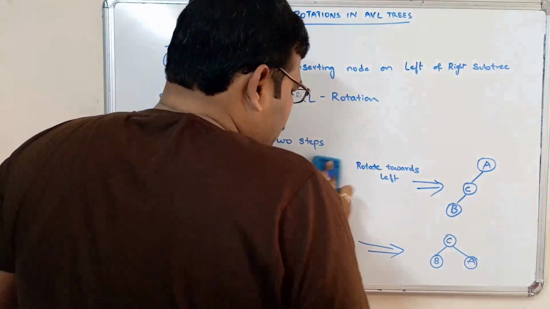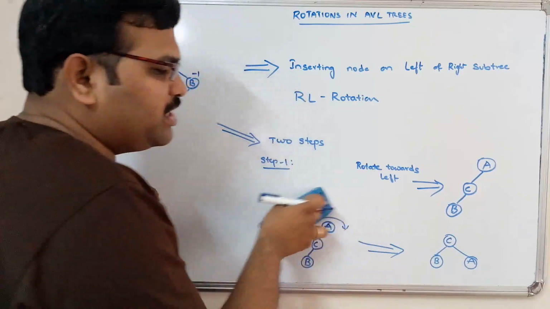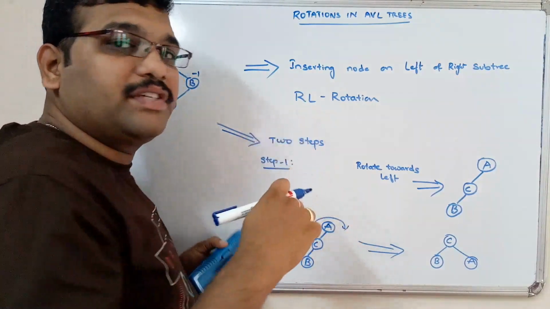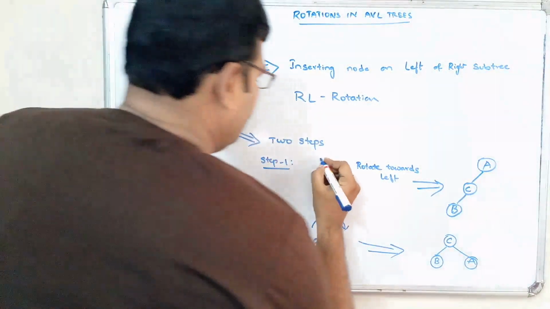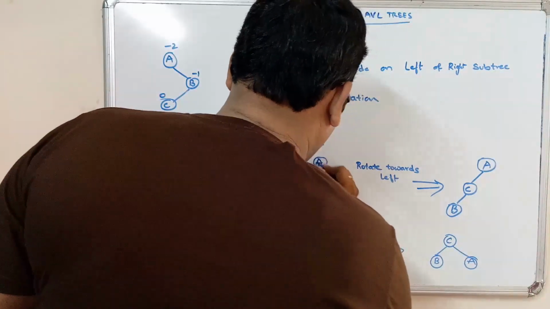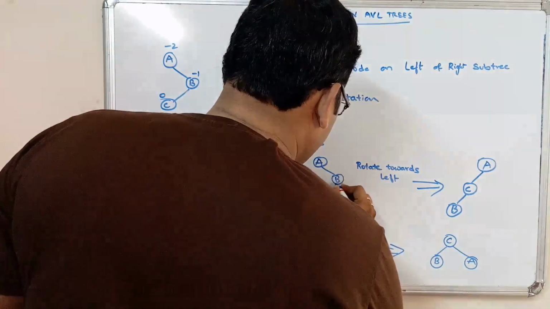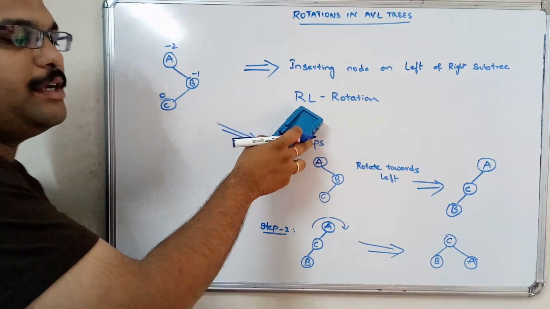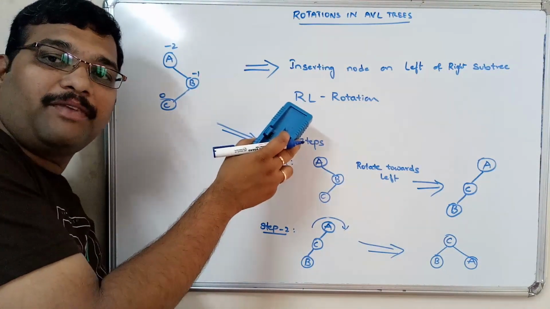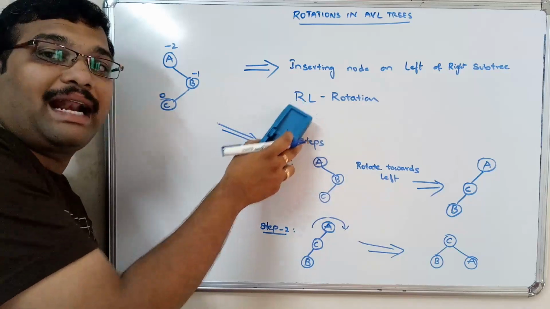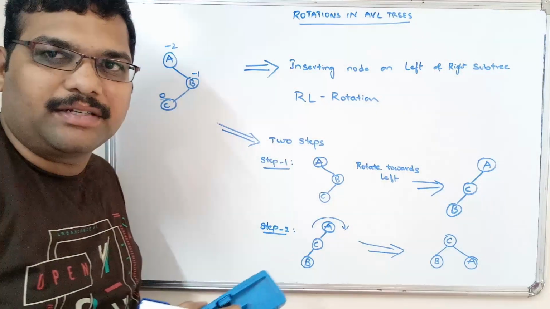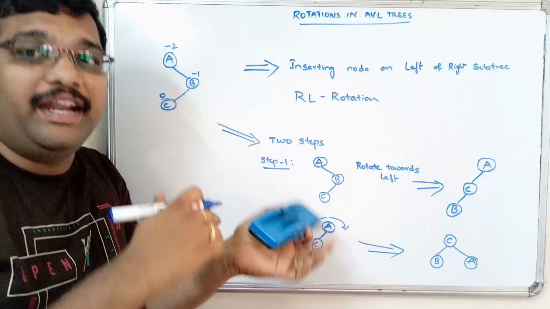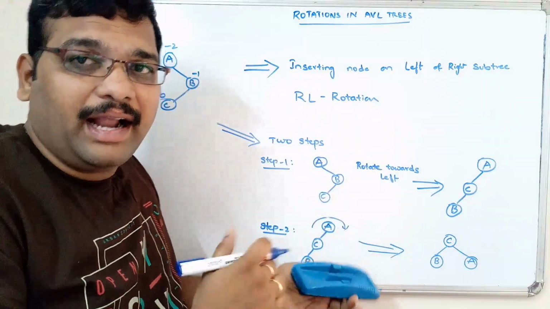So here also the same process. It's a two-step process. After completion of the first step, we should not calculate the balancing factor. So A, B, C. So what is the first step? What operation do we have to perform in the first step? We have to perform the right operation, right? So that means we have to rotate towards the right side.